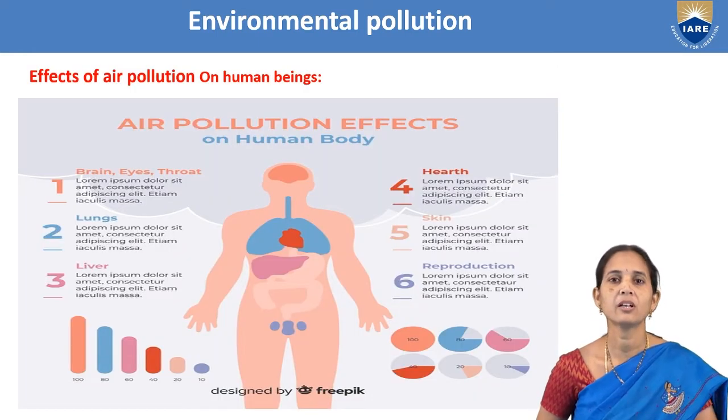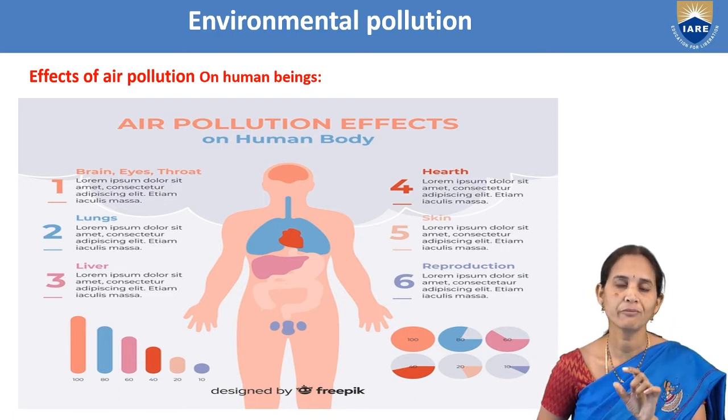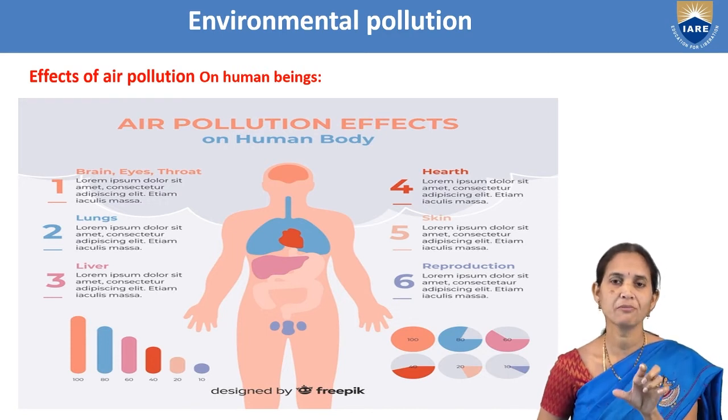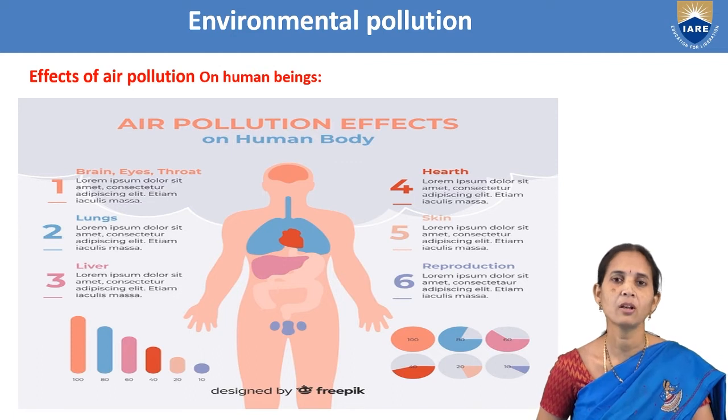So here we can take, for example, air pollution effects on the human body. Brain, eyes, throat. These are affected here because of air pollution. And majorly what it is affecting is the lungs. What we are getting is chronic diseases, lung cancer and asthma.